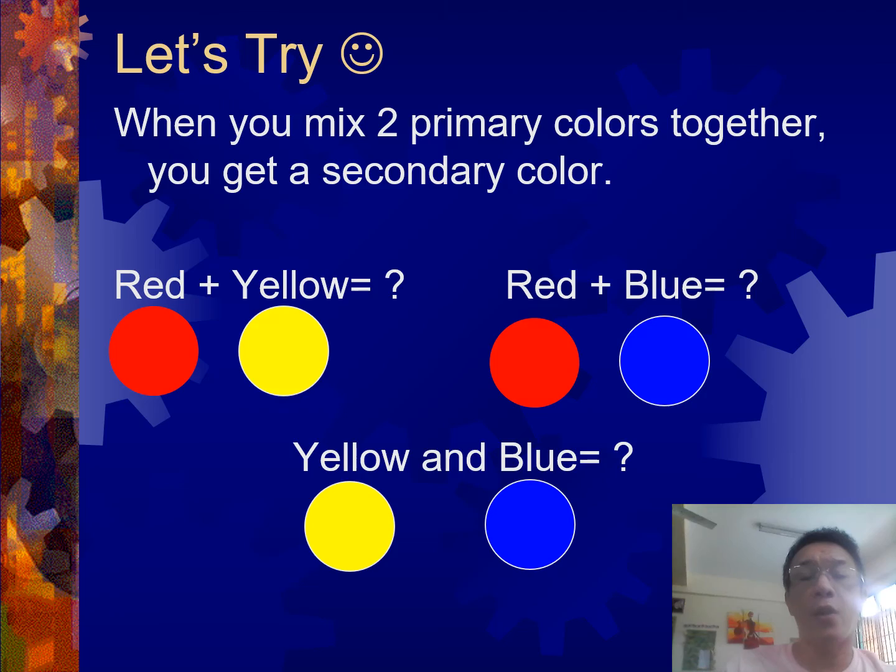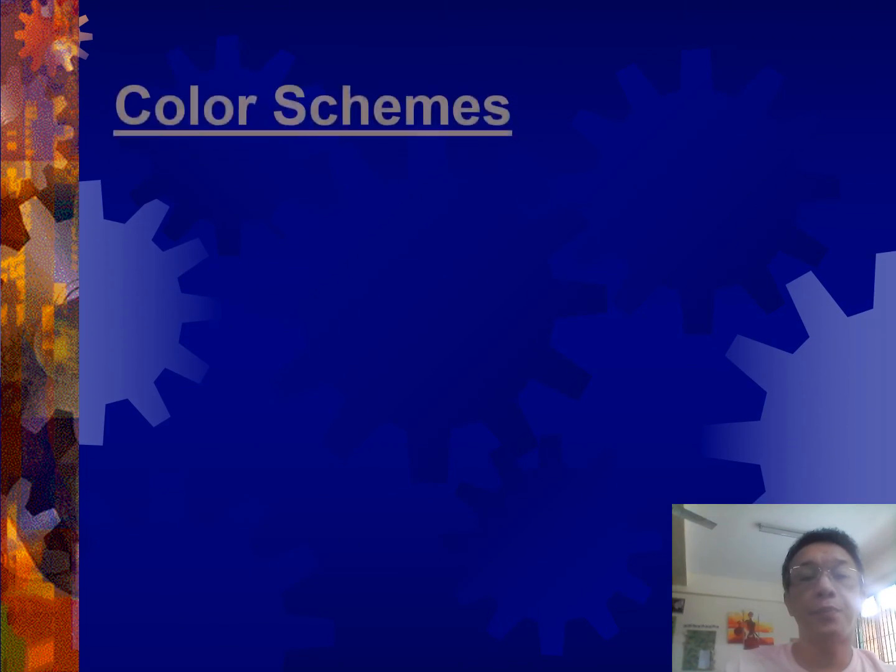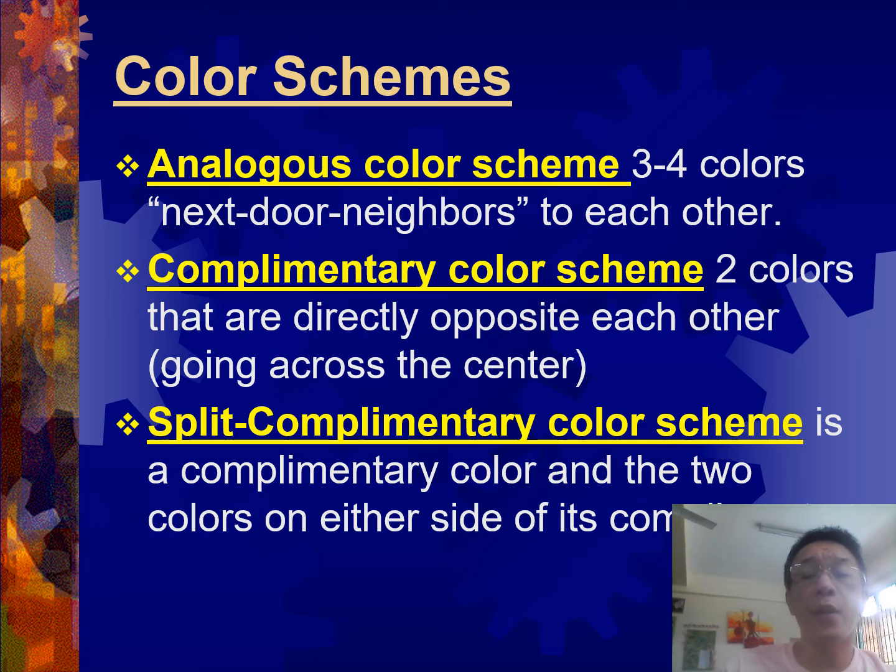Okay, so those are the primary colors. Then we also have what we call the color schemes. So what are these color schemes? We have the analogous color scheme, which is 3 to 4 colors next door neighbors to each other. Then we have the complementary color scheme, which is the two colors that are directly opposite each other, going across the center. And then we have the split complementary color scheme, which is the complementary color and the two colors on either side of it.